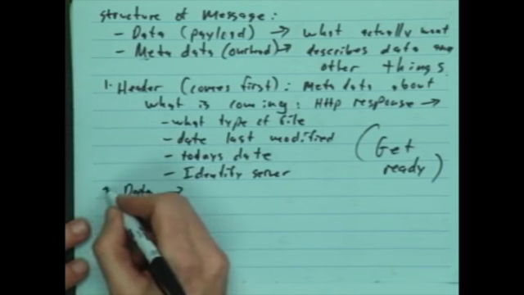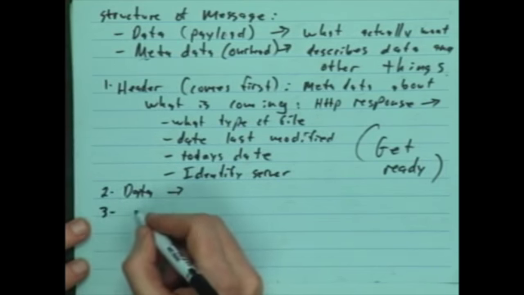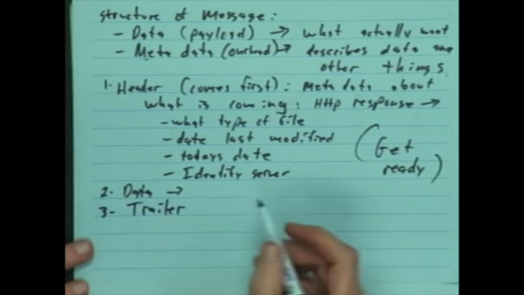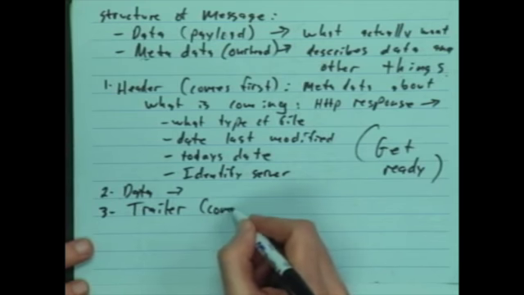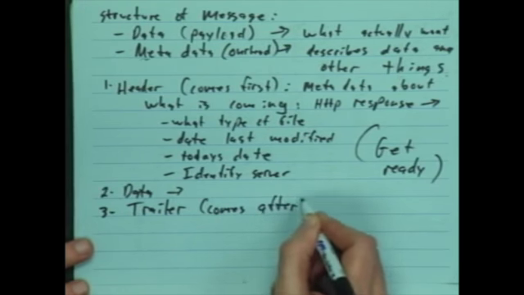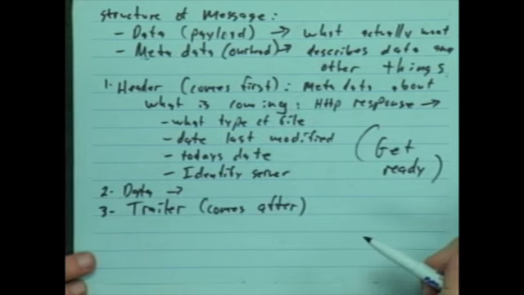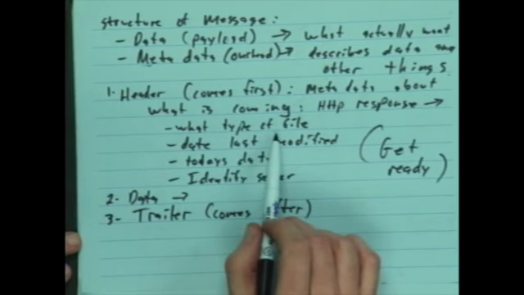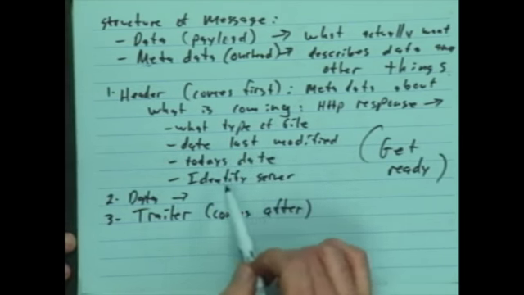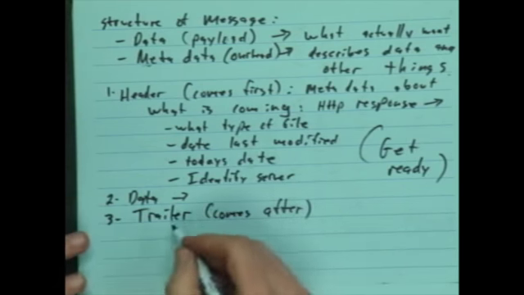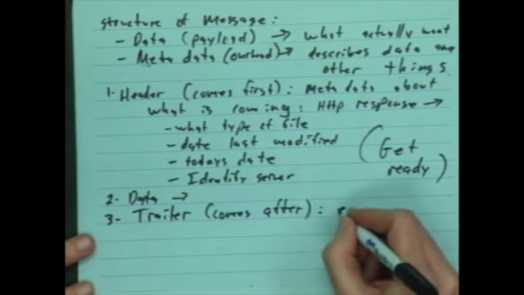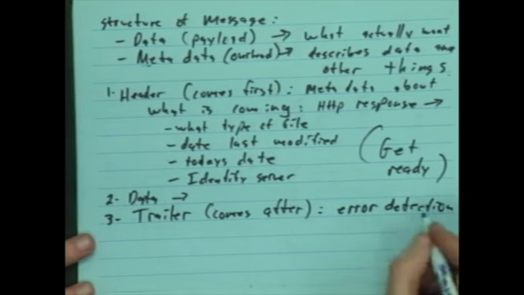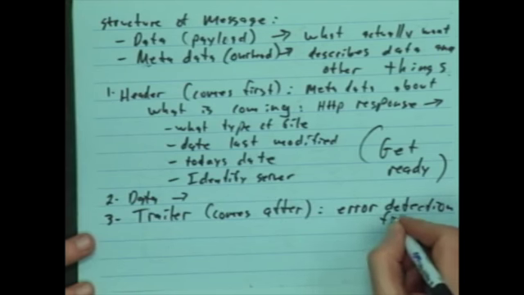So that's one. Number two is the data. The third thing you might get is what's called a trailer. And trailer, again, is going to be metadata. This comes after the header and after the data. At this point, it doesn't make any sense to say what type of file it was. It doesn't even really make sense to talk about the dates and anything else about the server. Usually, the trailer is only error detection. There's usually an error detection field. I'll just write that right here.